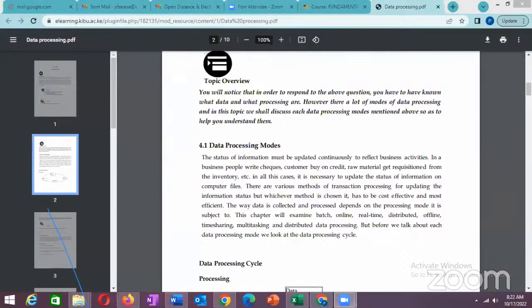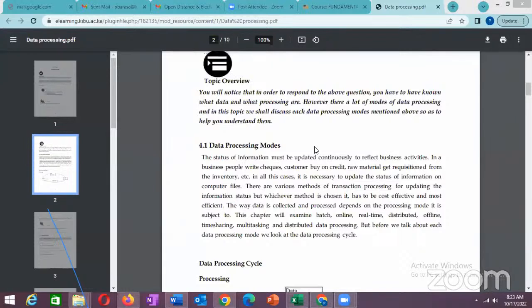So can you give us what is processing, what is data? Can you respond to that question? What is data and what is processing? Can you tell me what processing is and what is data? Can you give me that very fast? What is data and what is processing?